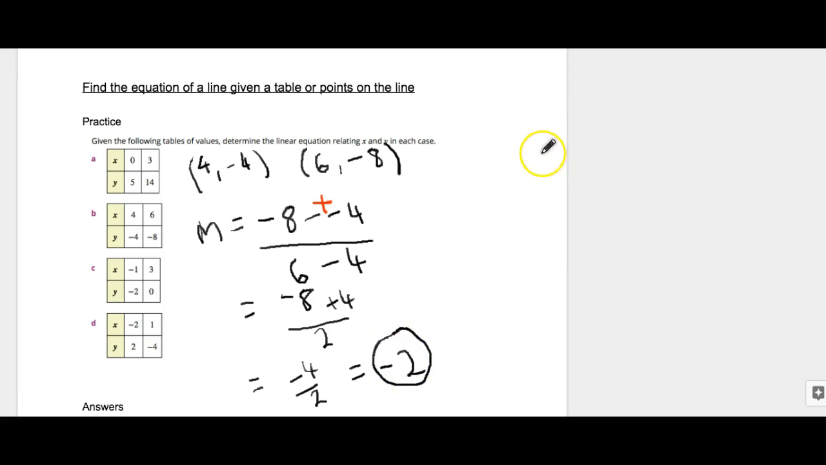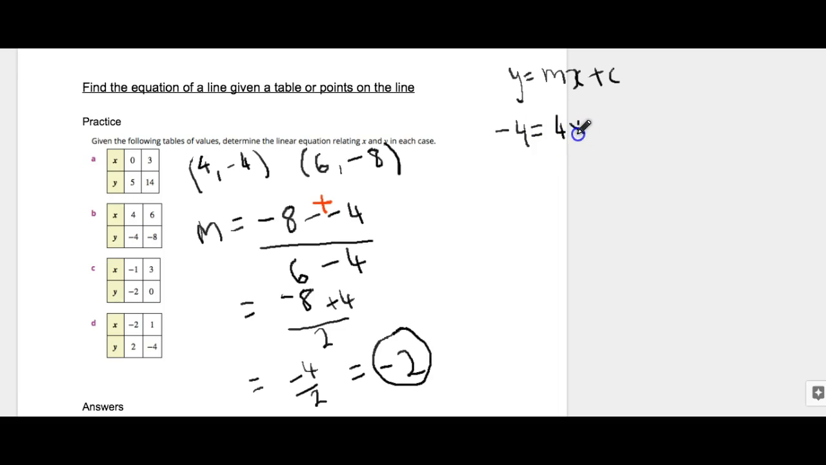Okay, now like we did before, we need to find the y-intercept because the equation of a straight line is y equals mx plus c. Remember, x and y can be taken from either point. So I can use 4, -4, or I can use 6, -8. I'm just going to use 4, -4, because you'll get the same answer.